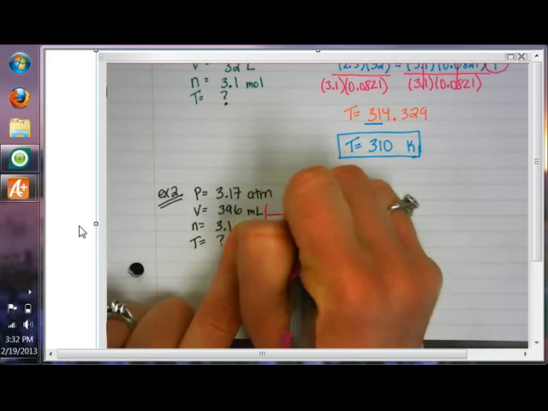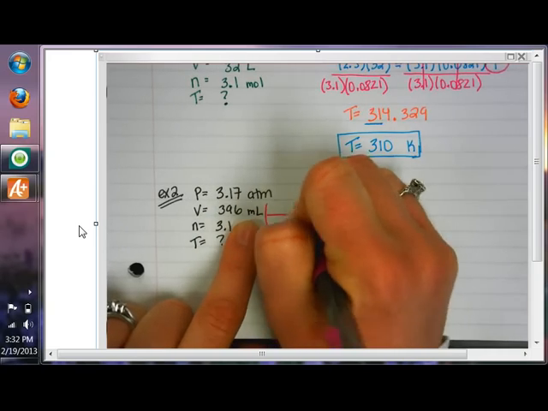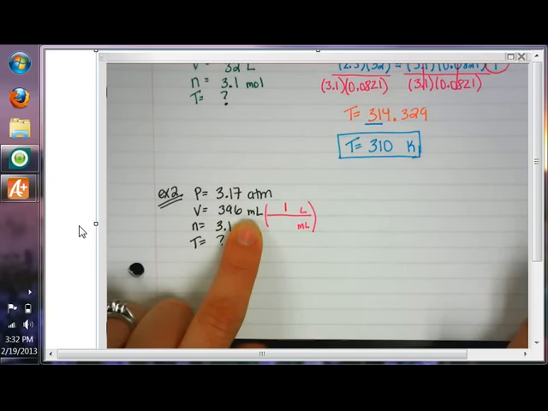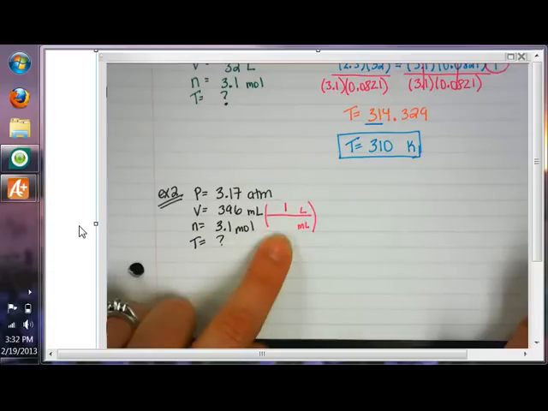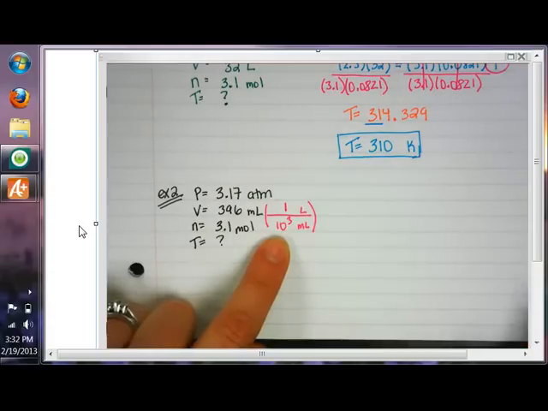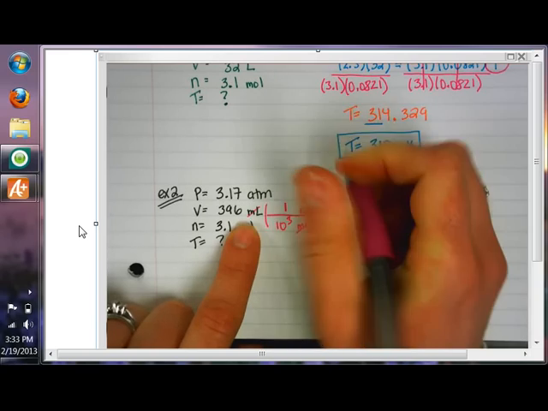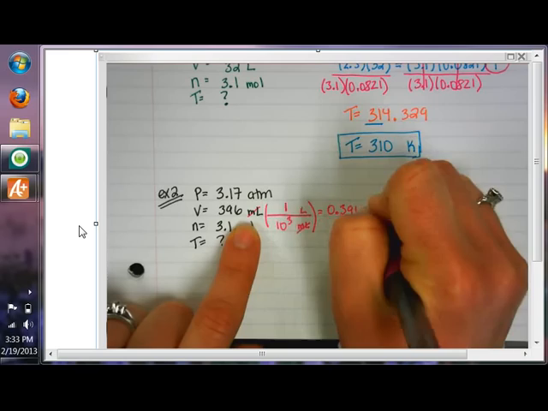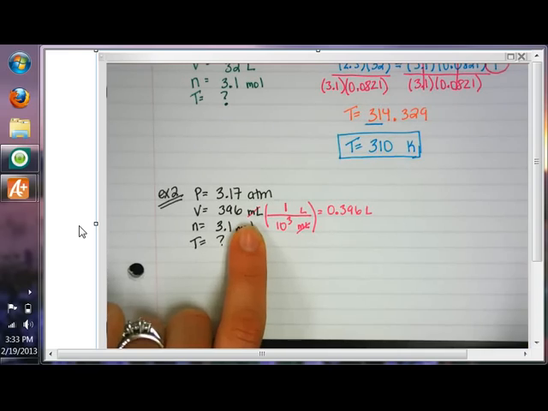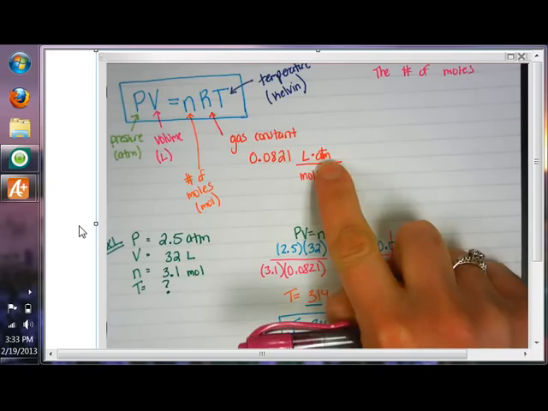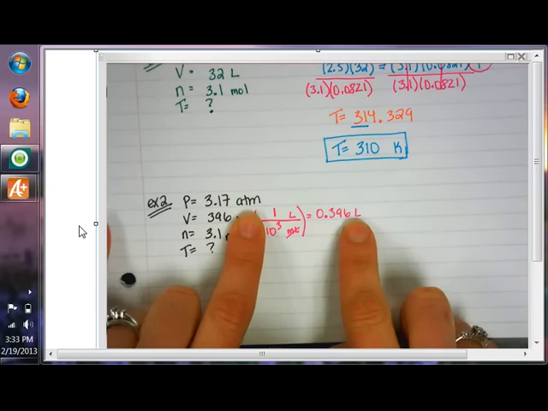So the first thing I'm going to do is convert milliliters to liters. Milliliters goes on the bottom, liters goes on top. Liters is higher up on the mighty King Henry ladder, so it gets a 1, and milli gets a 10 to the 3. So milliliters cancels out, and I'm left with 0.396 liters. So now my units match up.